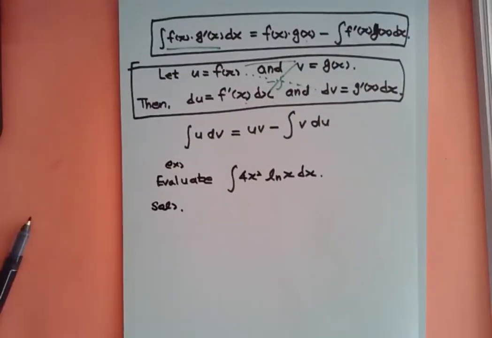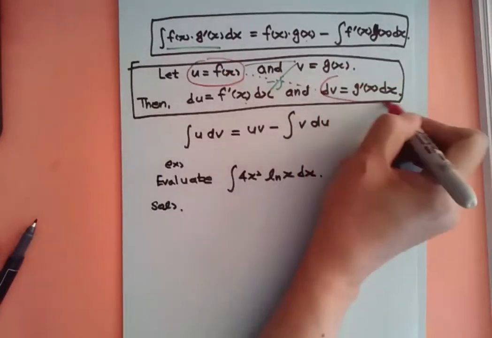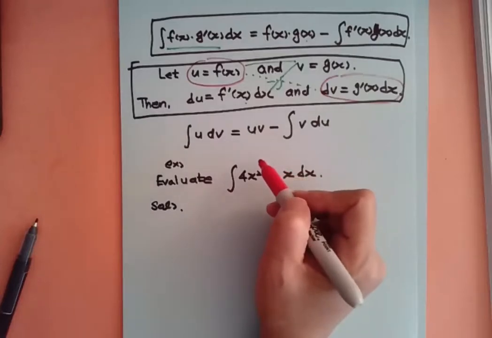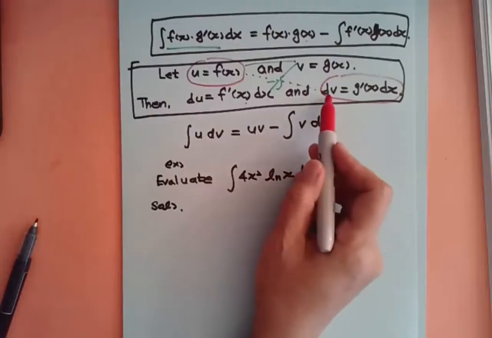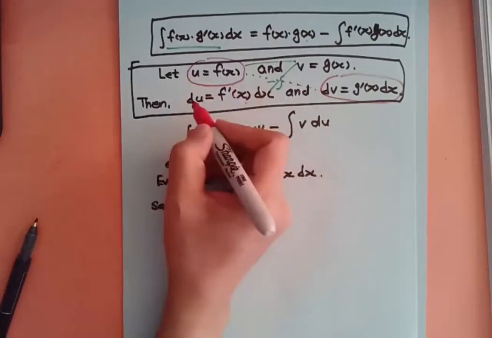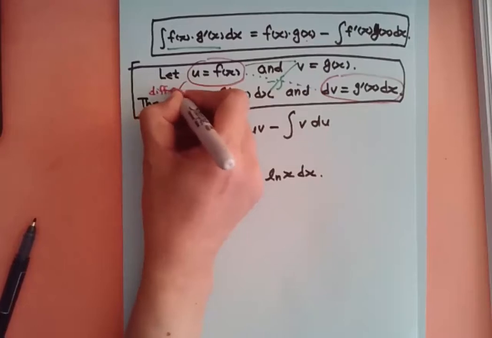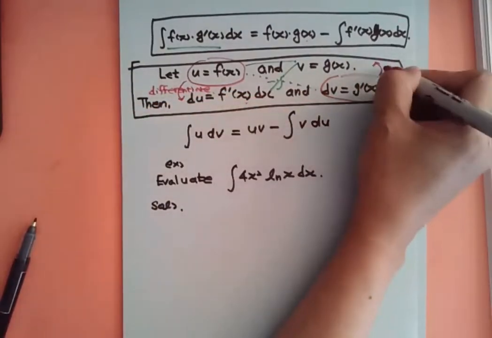What I told you was we start with u and dv. So that means when you look at the formula, we will use du and also the integration of dv. So one of the chosen functions must be differentiated and the other one must be integrated.